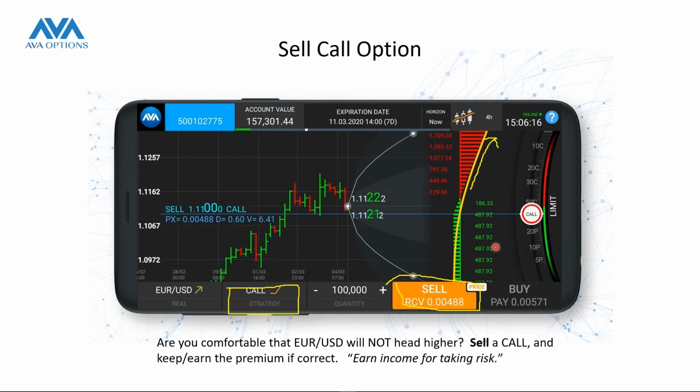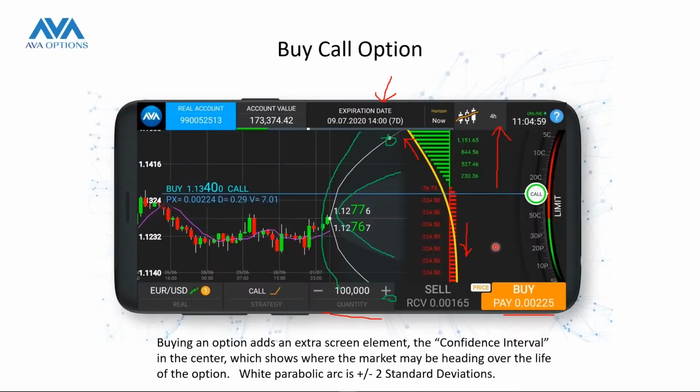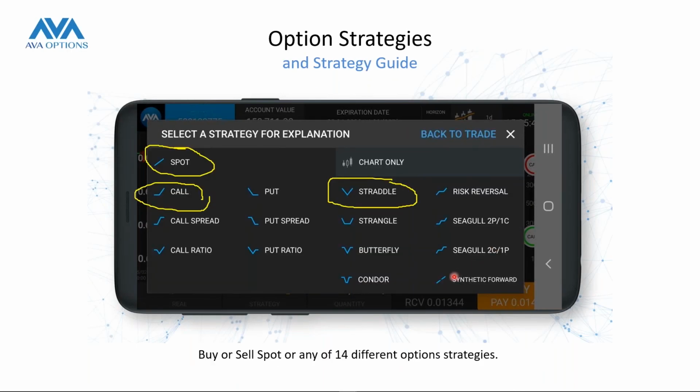And we offer a structure called synthetic forward. Where's the picture? There we go. Synthetic forward. The synthetic forward is a strategy where you're buying a call and selling a put. It has exposure identical to trading spot. But instead of trading regular FX, you're trading it in the future.